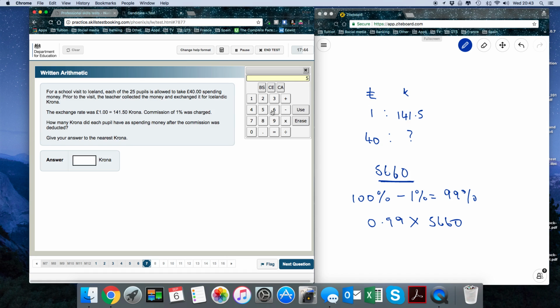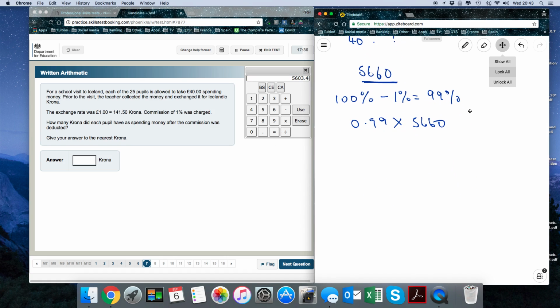I spend my life telling students not to use decimals except for percentages. They're very useful for percentages. Most of my GCSE students, I would be encouraging them to use fractions instead of decimals. So there you go.